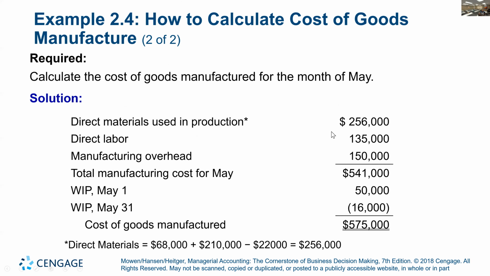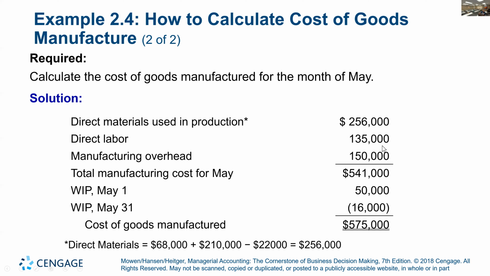Guess I shouldn't go backwards. It's at 256. We calculated that back on previous slides. You can flip back there if you need to rewind a little bit to show we got that. Our beginning materials plus our purchases minus our ending inventory showed that we used 256.